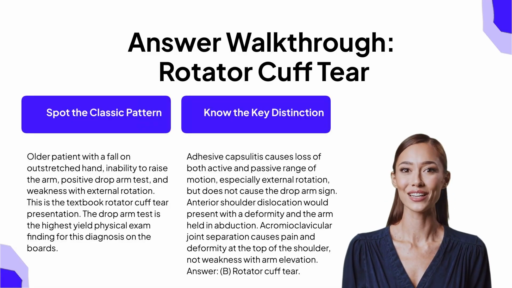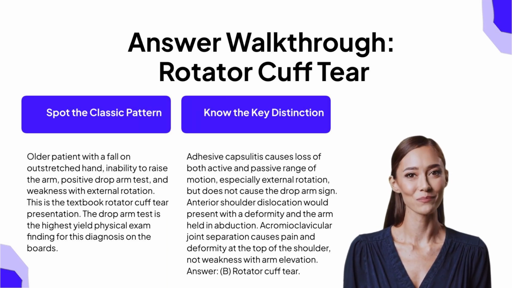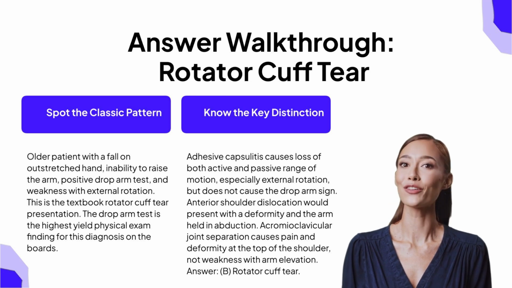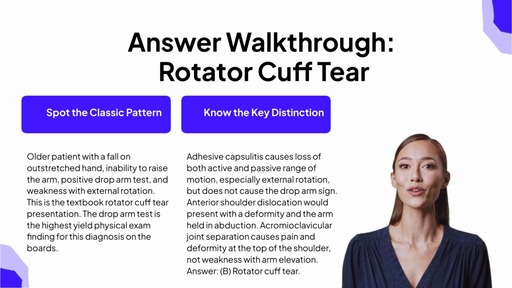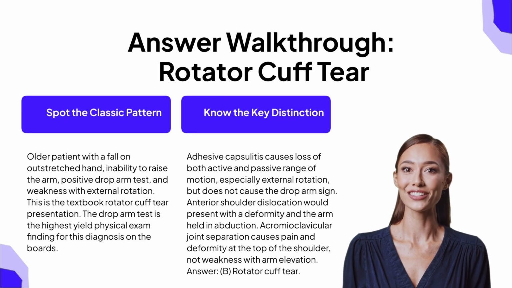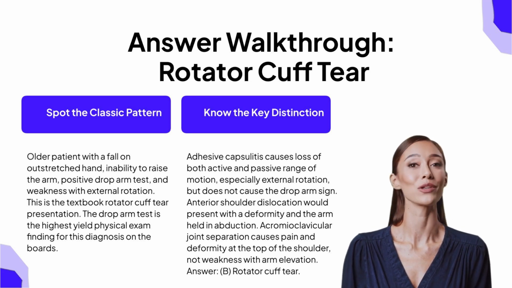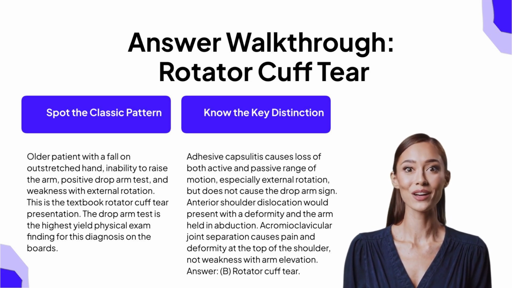The classic pattern here is an older patient who falls on an outstretched hand and then cannot raise the arm. The drop arm test is positive, meaning the arm drops when released at 90 degrees. Weakness with external rotation tells you the infraspinatus is involved. This is textbook rotator cuff tear. Now let us distinguish from the wrong answers.